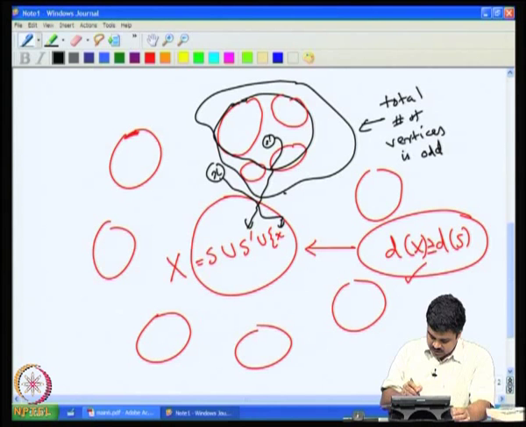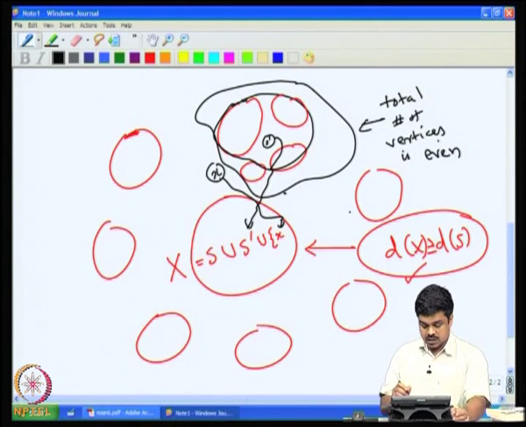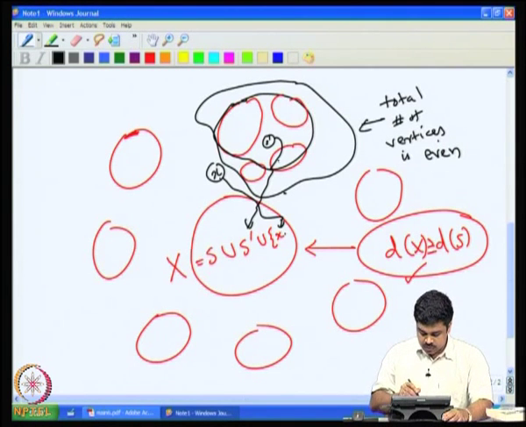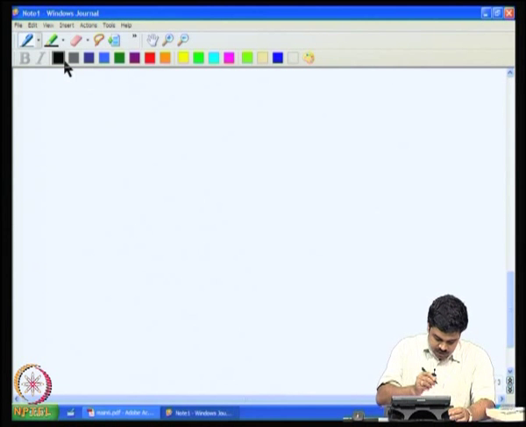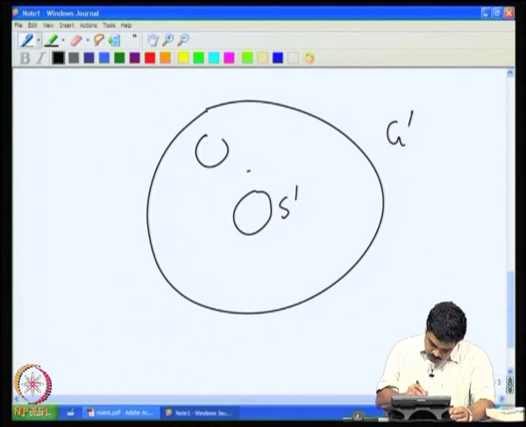Why? Because the total number of vertices after removing X is even, because we already proved that this entire thing was odd. So we removed X from that and moved it into this. So the remaining vertices including S dash and its components will be even. Now let me consider this graph G dash alone, that is, S dash and its components.